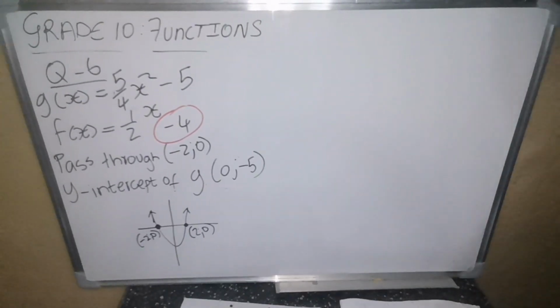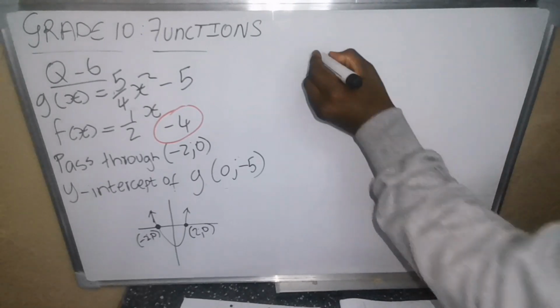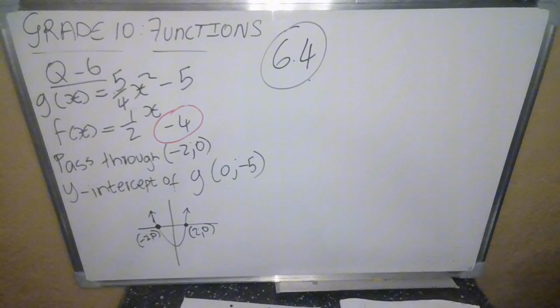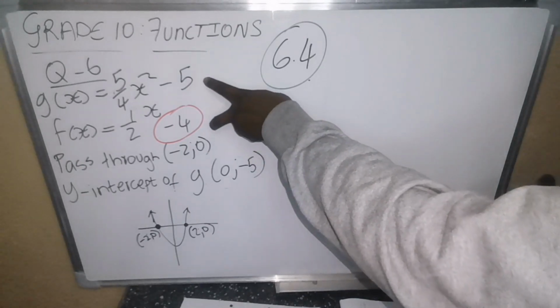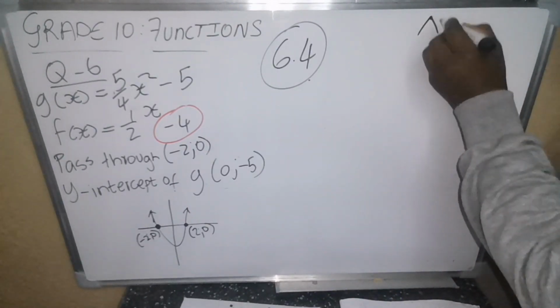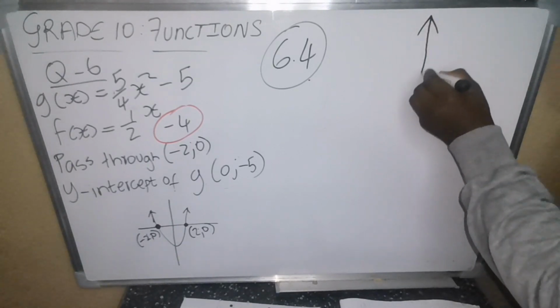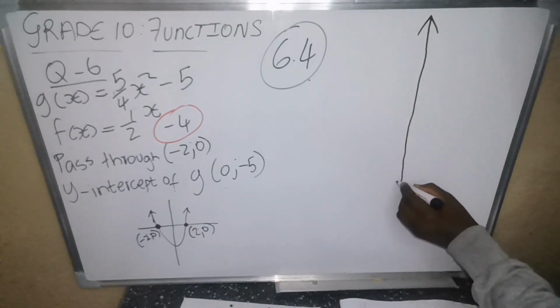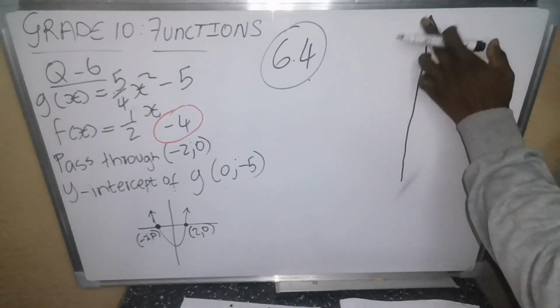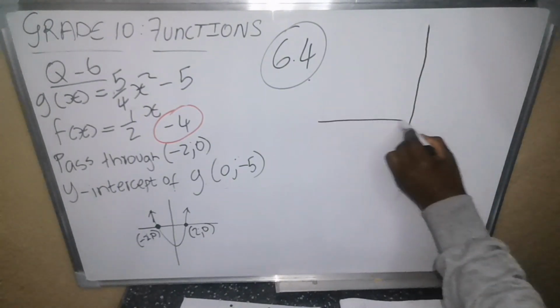The last question for this paper, 6.4. It says that you must sketch the graph of g and f, showing all the intercepts and asymptotes. I'm going to draw the graphs of these two functions. Let me just draw them very fast. I'm going to draw them properly here.